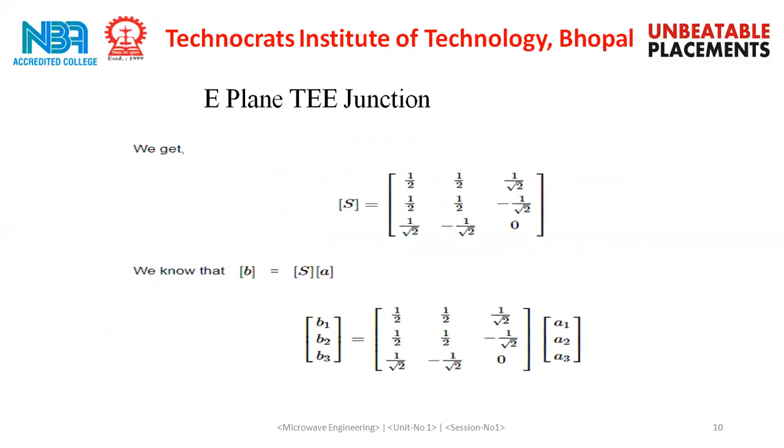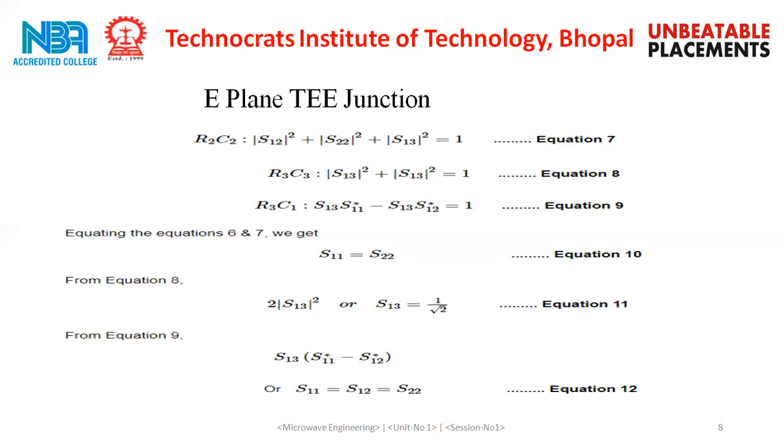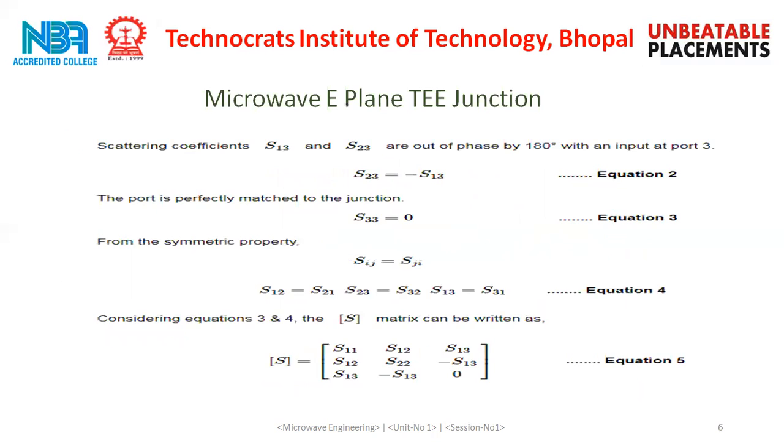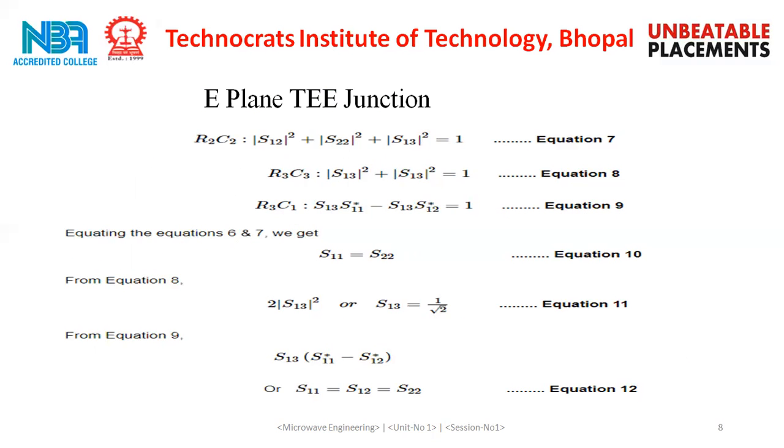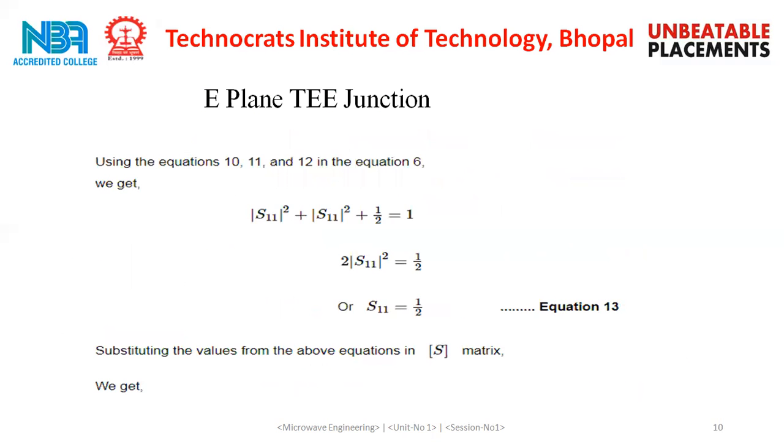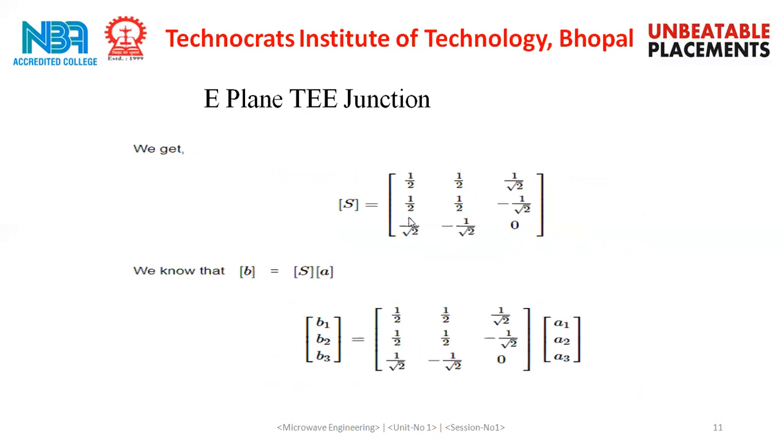We will put all these values in our previous matrix, the reduced matrix, equation number 5, and we'll get the reduced scattering matrix like this. Scattering matrix S is equal to 1 by 2, 1 by 2, 1 by root 2, 1 by 2, 1 by 2, minus 1 by root 2, 1 by root 2, minus 1 by root 2, 0. So this is the scattering matrix of an E-plane T junction.